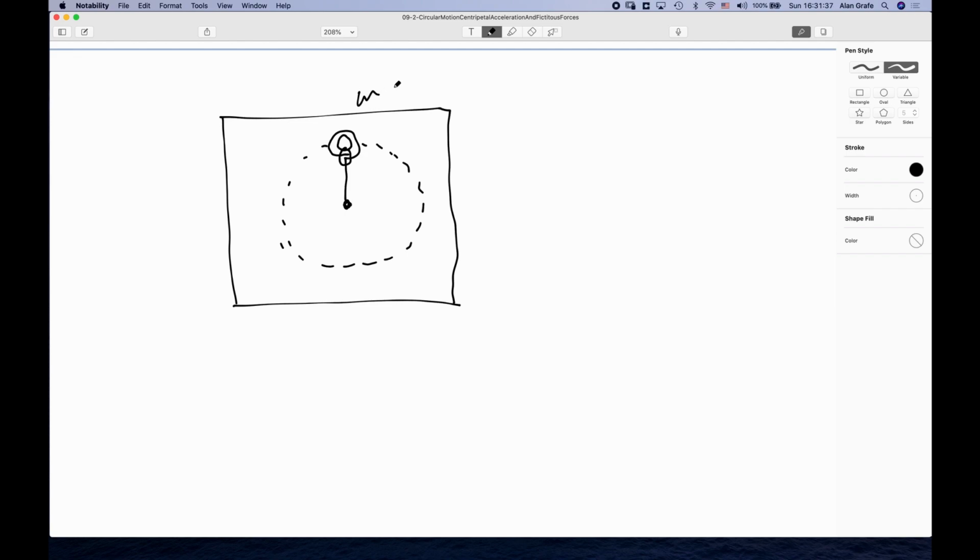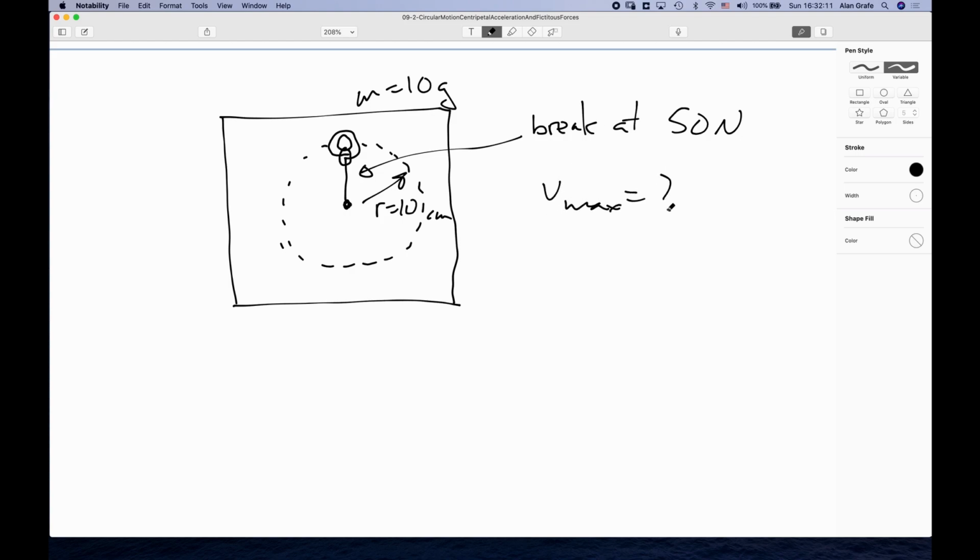Let's say that the mass of the washer is 10 grams, and we'll say it's going around in a 10 centimeter circle. The manufacturer says that for this particular length of string, if I put more than 50 newtons of force on it, it will break. So what I want to know is, what's the fastest I can spin that washer around before it breaks?